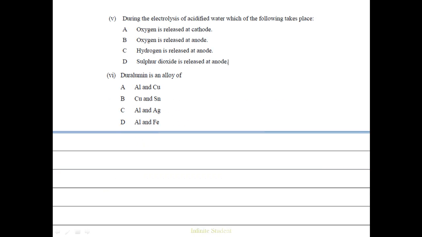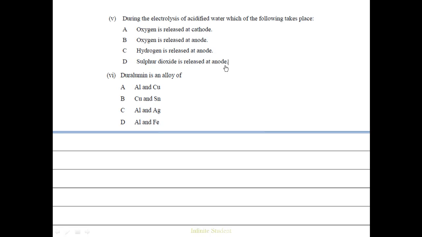The fifth question. During the electrolysis of acidified water, which of the following takes place? A. Oxygen is released at the cathode. B. Oxygen is released at the anode. C. Hydrogen is released at the anode. D. Sulfur dioxide is released at the anode.